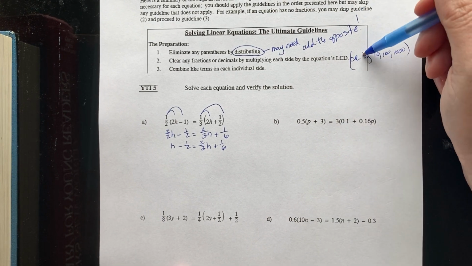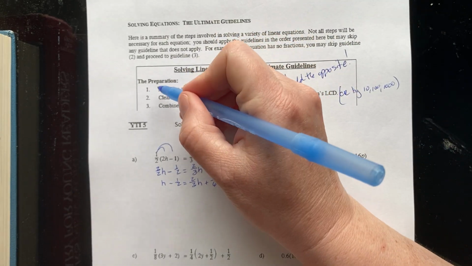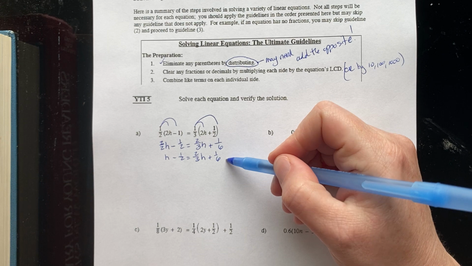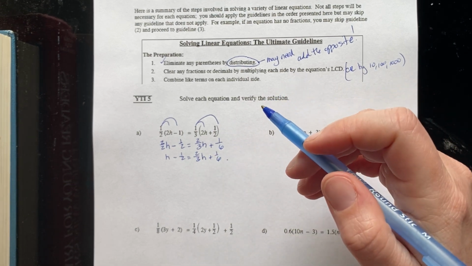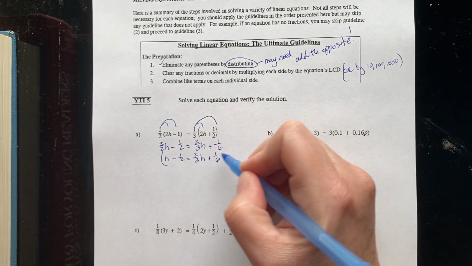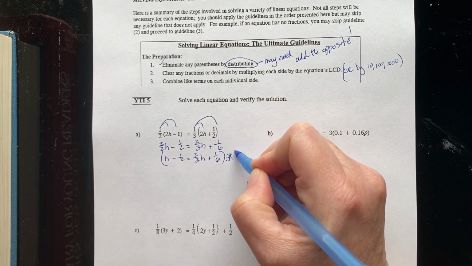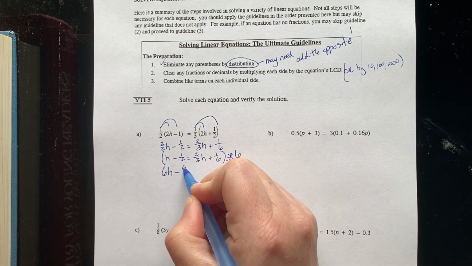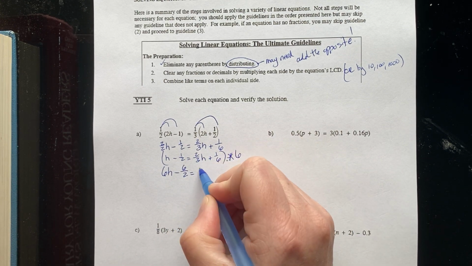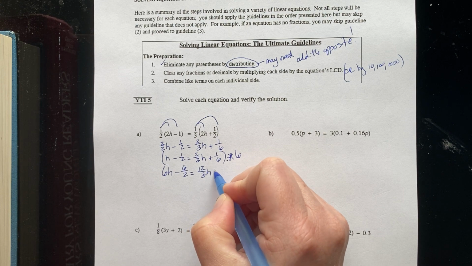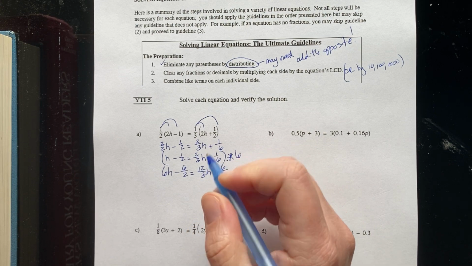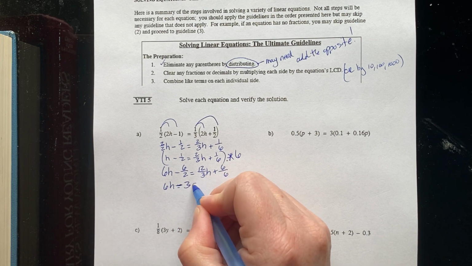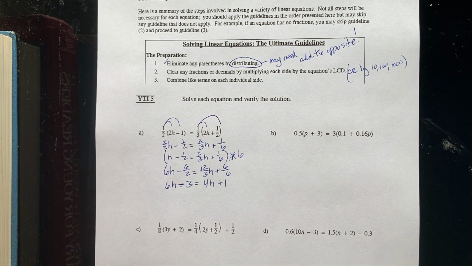Now I'm going to try to eliminate. The first thing it said was eliminate parentheses. Now it says clear any fractions or decimals. I've got fractions, repeating fractions, so I'm not changing it to a decimal. The least common denominator is going to be 6, so I'm going to multiply this whole thing by 6. You get a 6, you get a 6, you get a 6, you get a 6. So, of course, that's 6h minus 3 equals 4h plus 1.